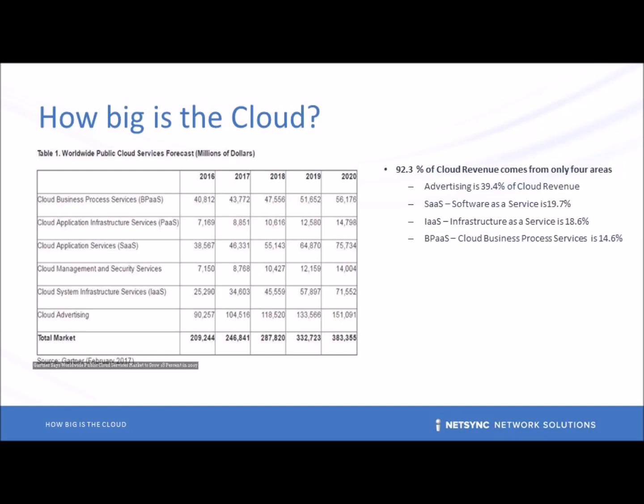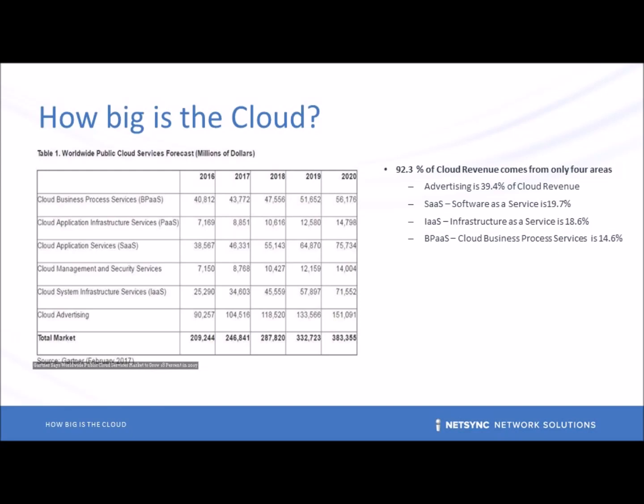Infrastructure as a service. This is a lot of times what people think of when they're thinking of an Amazon or an Azure, where they can go and receive an infrastructure, like a networking infrastructure or maybe a platform, and then spin up their own servers as if they were running a data center virtually out of a particular cloud. And then business process as a service.